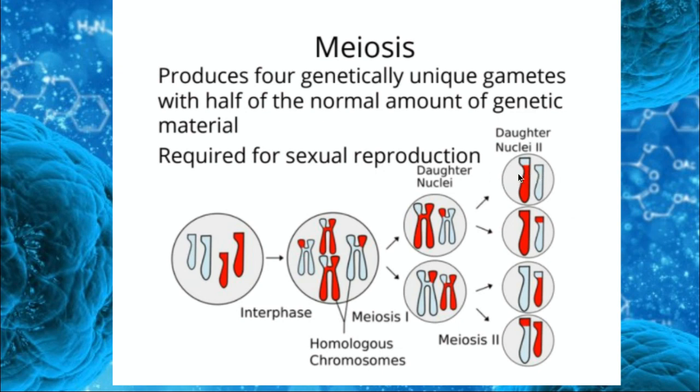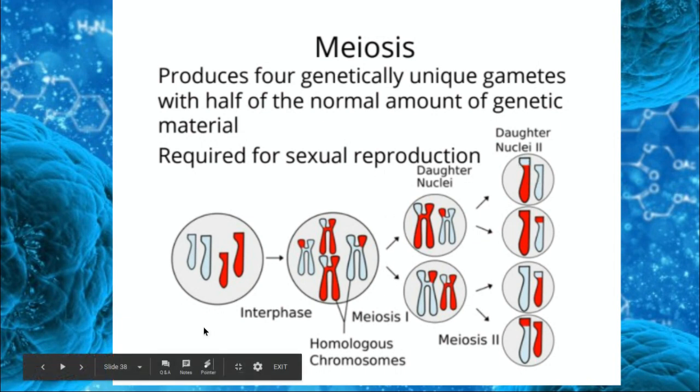So the resulting cells are not identical. They are different from the parent cell. We have 4 instead of 2, as in mitosis, and you'll see that there's a lot of genetic variation going on, and there's a couple of reasons for that.